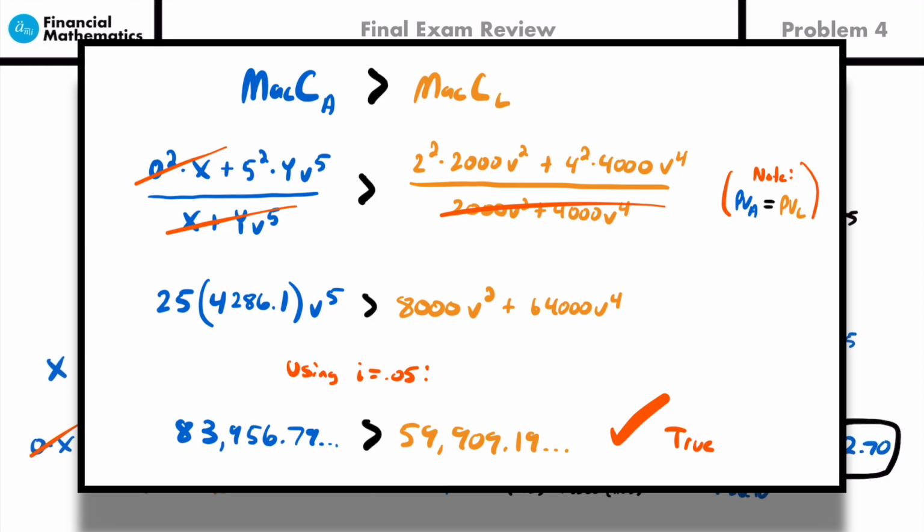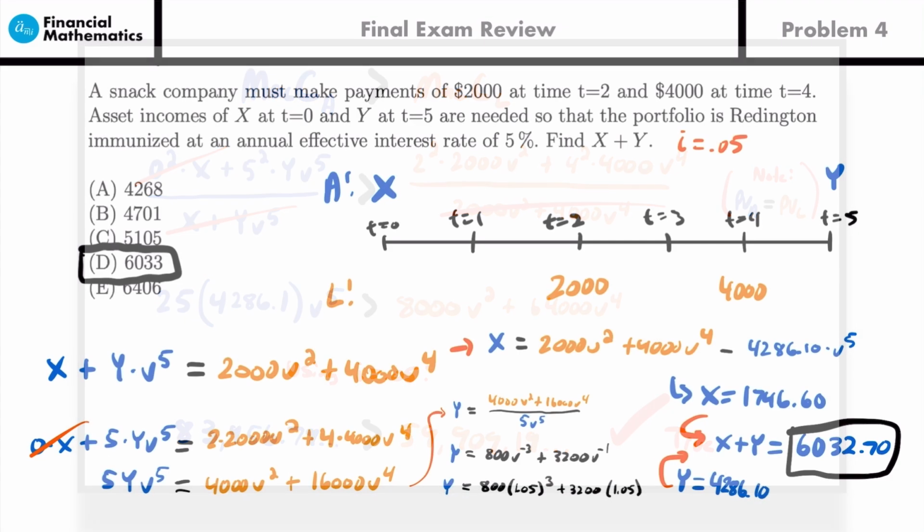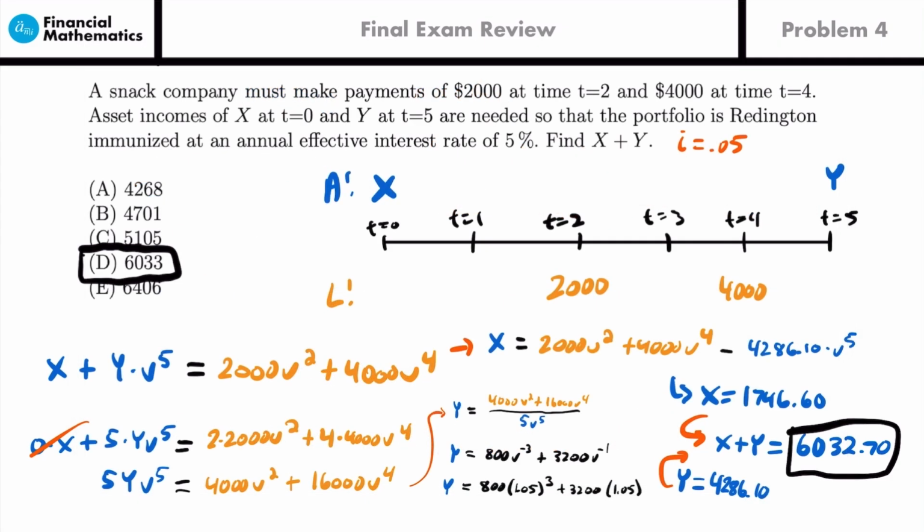We don't need to check that, especially because we weren't even asked to check it. We just needed to find X plus Y. That's it. Okay, so if you need to look at that work for convexity a little bit longer, feel free to pause the video. But with that, that's it for this problem. Let's move on to the next one.